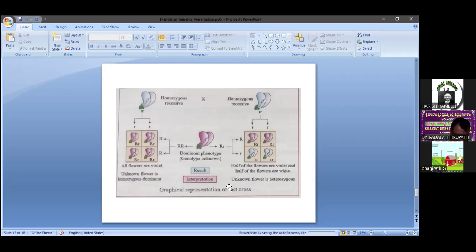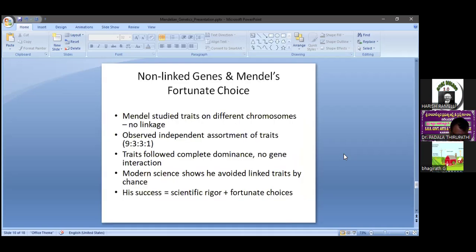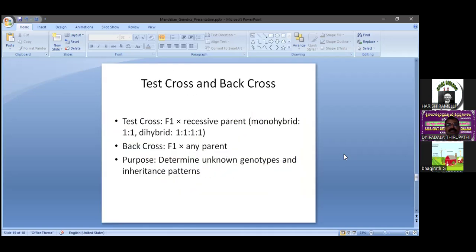So whenever we get a test cross result of 1:1, and if it is dihybrid, 1:1, 1:1. Is it clear? Yes, yes. Okay. So next we can go for another important one.